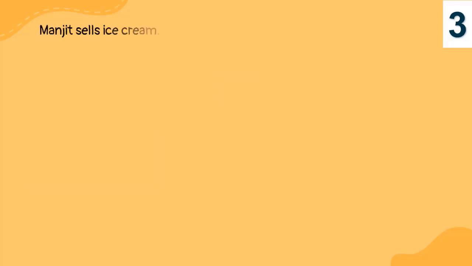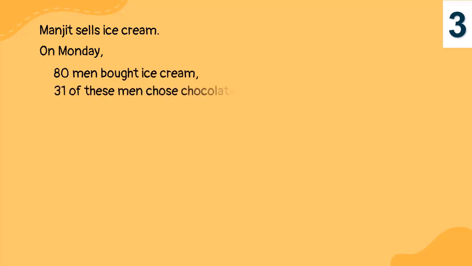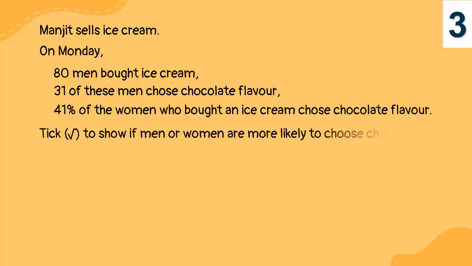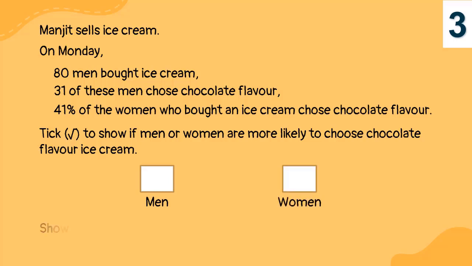Manjit sells ice cream. On Monday, 80 men bought ice cream. 31 of these men chose chocolate flavor. 41% of the women who bought an ice cream chose chocolate flavor. Decide whether men or women are more likely to choose chocolate flavor ice cream. Show how you work out your answer.